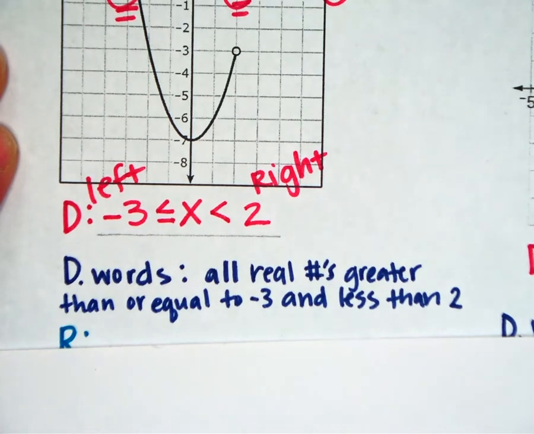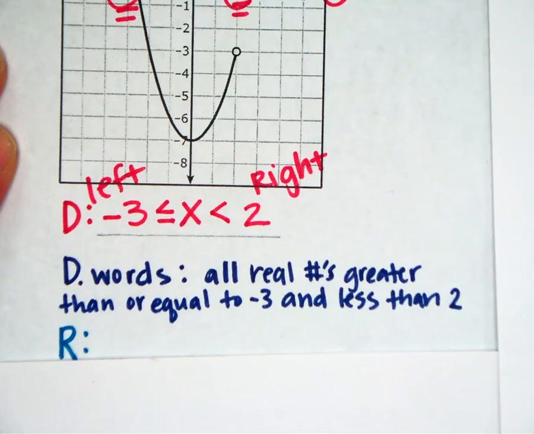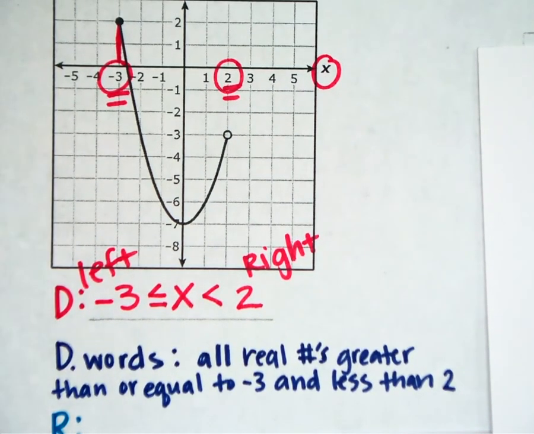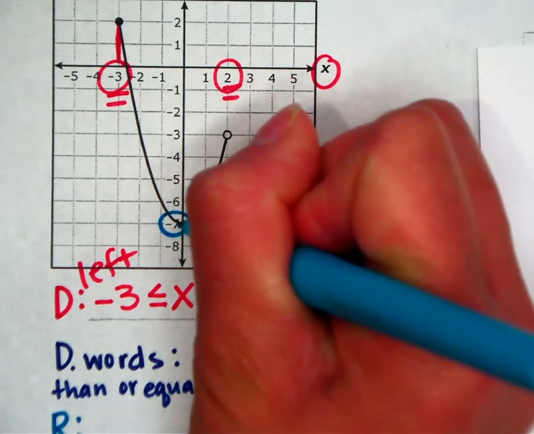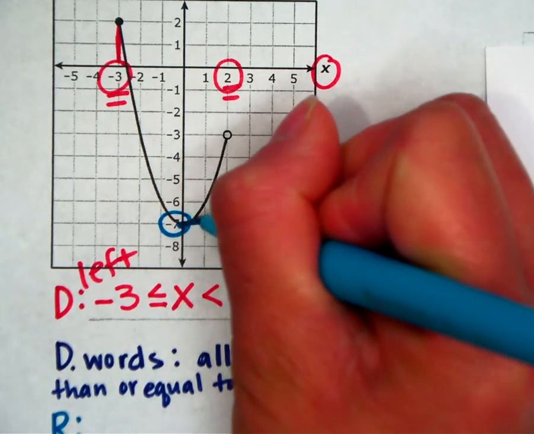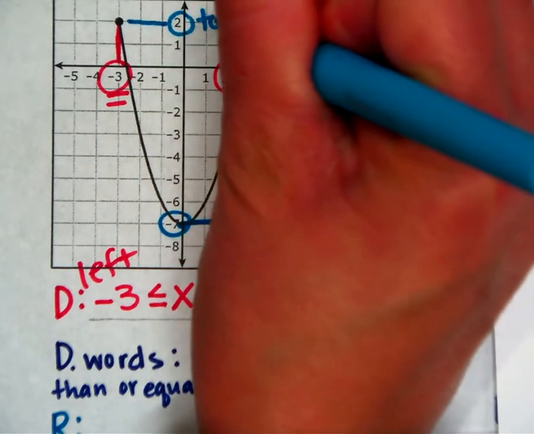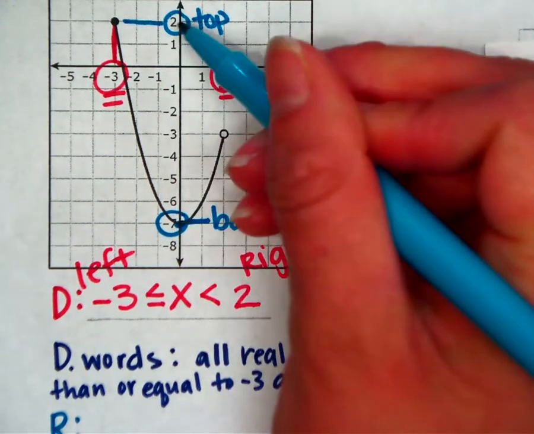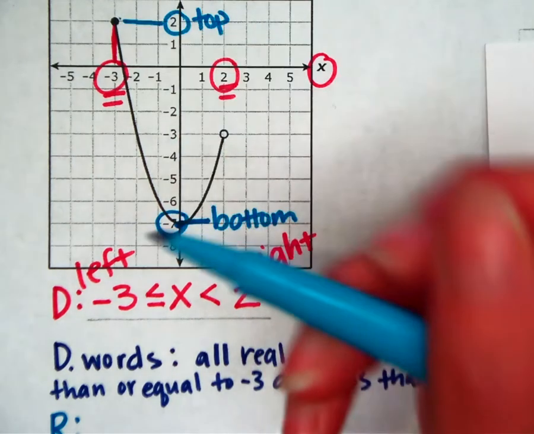Now let's go ahead and identify the range, the y values. When you look at the range, the y values, you always look at your graph from bottom to top. So I'm looking at the bottom of my graph, and at the bottom they begin at -7. And I follow this all the way to the top of my graph. The top of my graph ends at +2. But I want to recognize that both of these are closed circles.